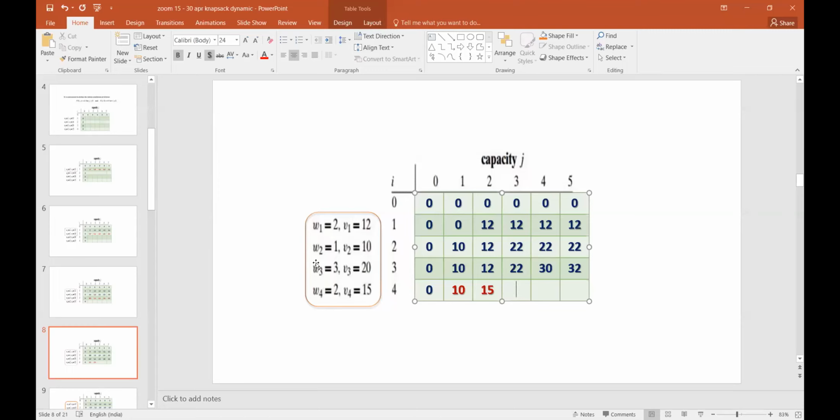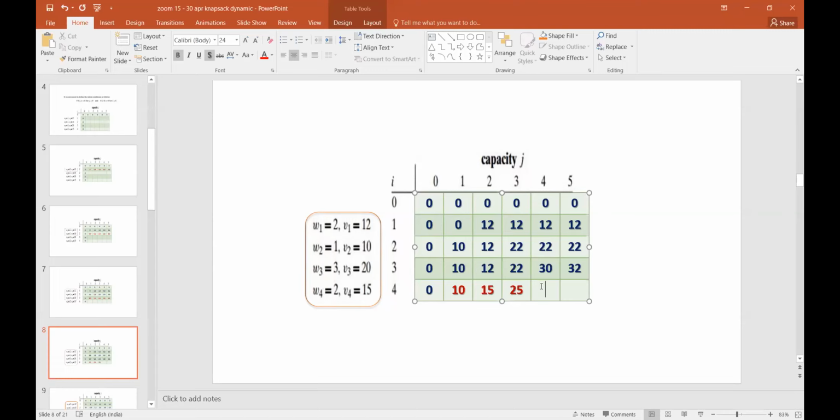Yes, what is that? W4, that is object 4 plus object 2. What is the weight? Object 2 is 1 kg, object 4 is 2 kg. 1 plus 2, total is 3 kg. The capacity we are discussing is also 3 kg. It exactly fits. What is the profit? 10 plus 15, it becomes 25. It is more than 22. So I keep 25 here.